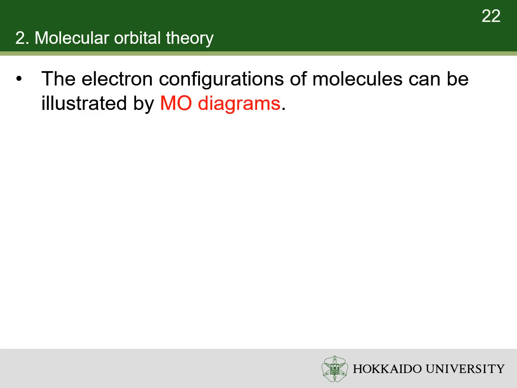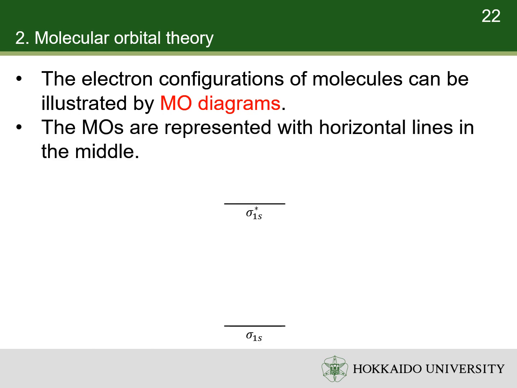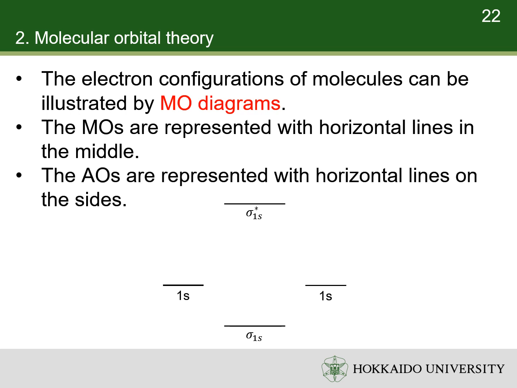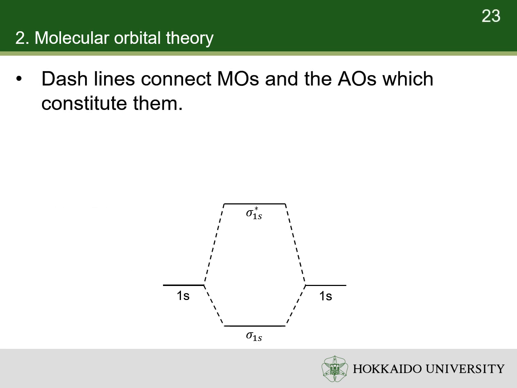A qualitative descriptive tool explaining the electron configurations in molecular orbitals is the molecular orbital diagram. Molecular orbital diagrams are diagrams of molecular orbitals, shown as short horizontal lines in the center, flanked by constituent atomic orbitals for comparison, with the energy levels increasing from the bottom to the top. Lines, often dashed diagonal lines, connect molecular orbitals with their constituent atomic orbitals.